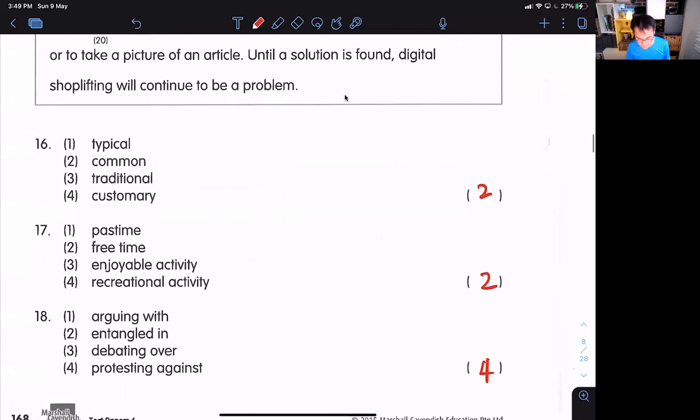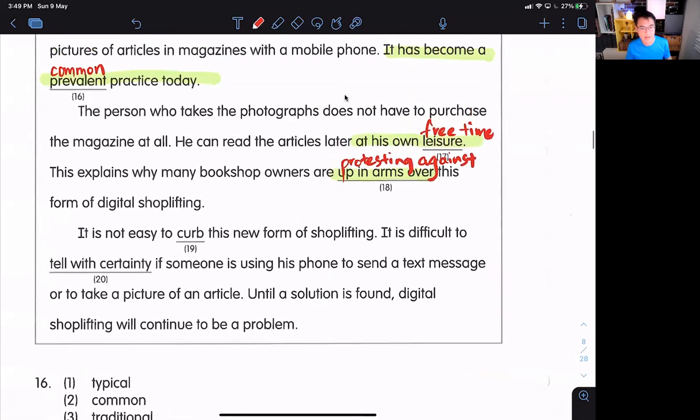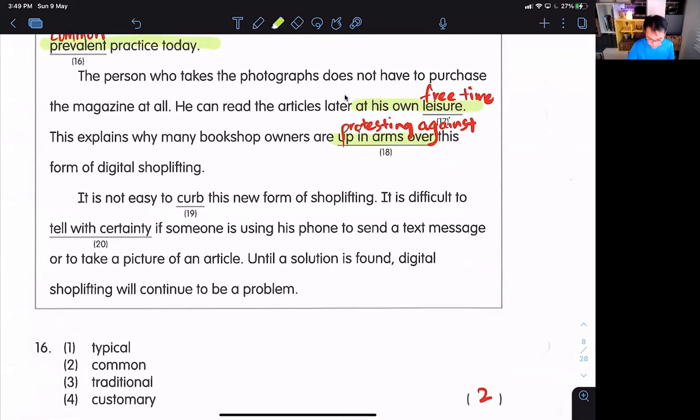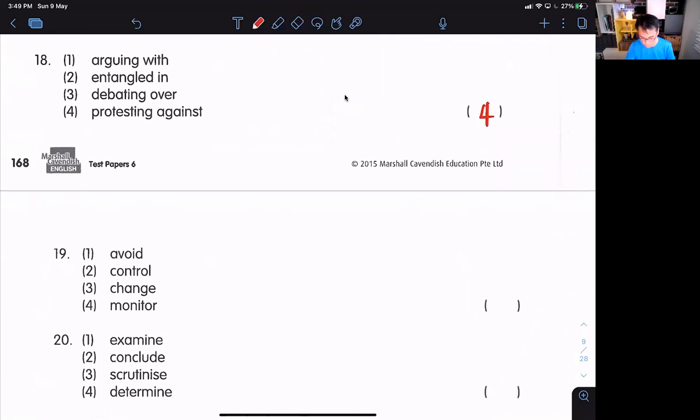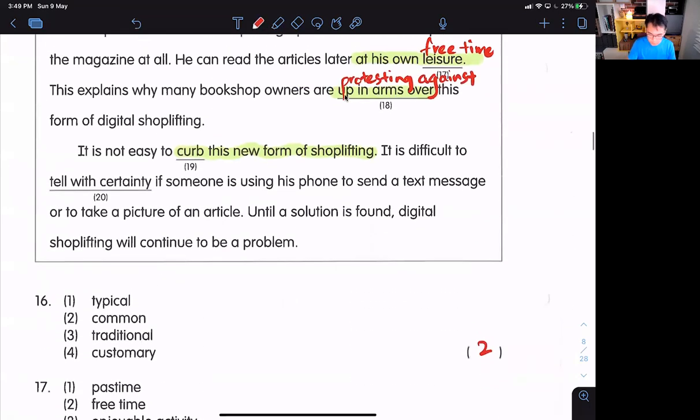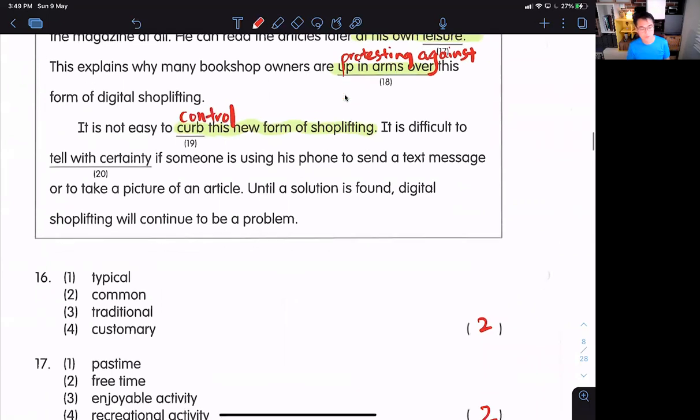So they are very, very resistant to, they are against it, so they're protesting, right? Therefore, it is up in arms, right? They are unhappy and they are taking action or speaking out against. Next, it is not easy to curb, right? Curb this new form of shoplifting. So this has to do with stopping it, curbing it. Curbing it means to stop it, right? To control it, right? So control means to stop it, right? Therefore, it's not easy to control this new form of shoplifting, not easy to stop it, right?